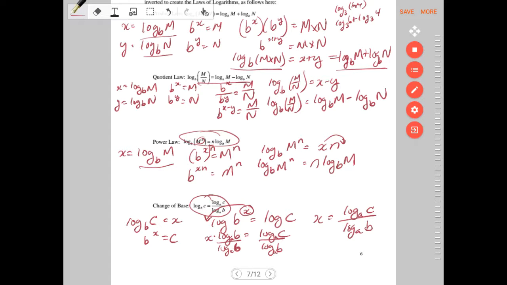Now, technically a can be anything that's a value, like could be 10 or could be e or whatever, okay? As long as a is greater than 0 and a does not equal 1, okay? All right, so that's the proof of all the log laws that are on your formula sheet. Now we're going to use them to simplify.